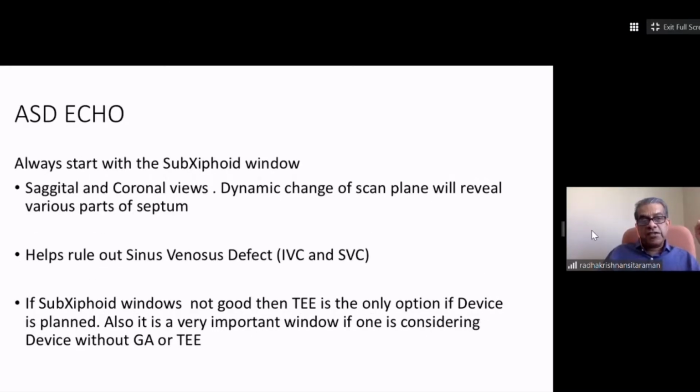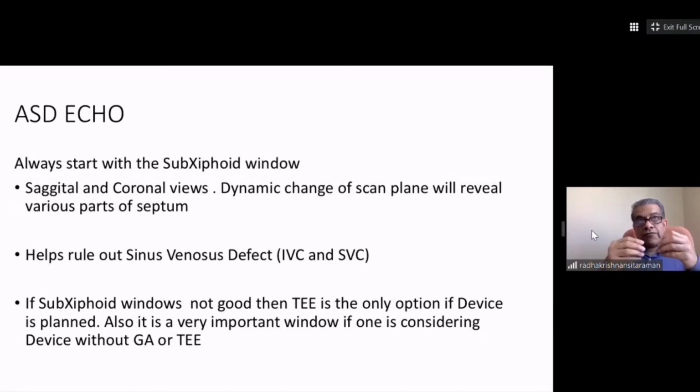As far as the ASD is concerned, always start with the subxiphoid windows and use the two complementary views, the sagittal and coronal. Even when you are doing these subxiphoid windows, you have to make dynamic changes in the scan plane to look at the various parts of the septum.